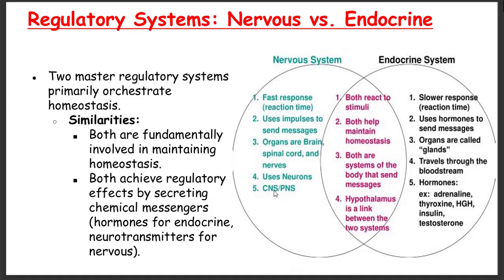So the central nervous system is composed of the brain and the spinal cord, whilst the peripheral nervous system is actually composed of the peripheral nerves. Then when you come to the endocrine system, it has hormones, and these are some of the examples of the hormones that you can talk about when it comes to the endocrine system.